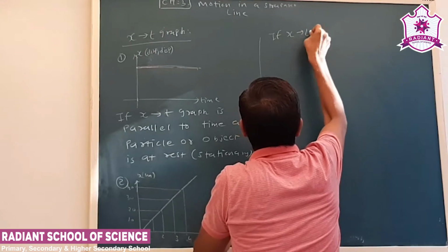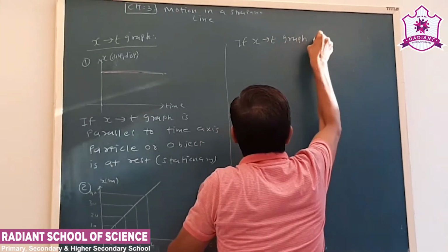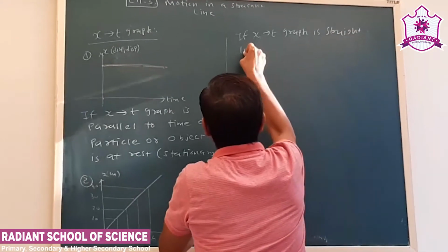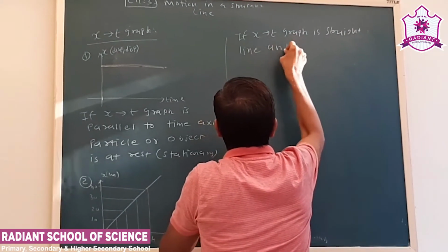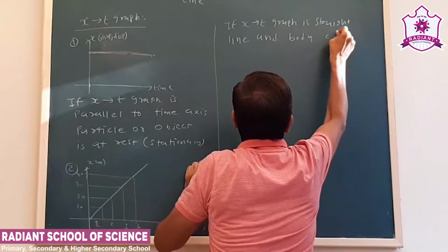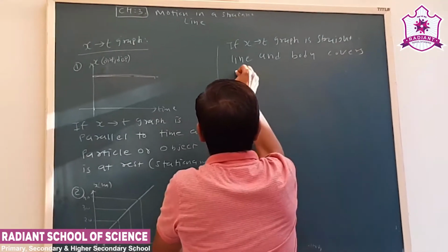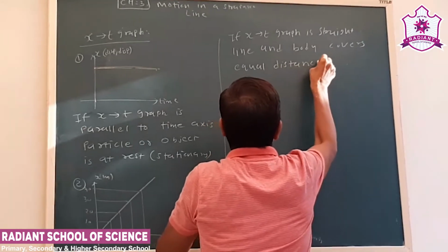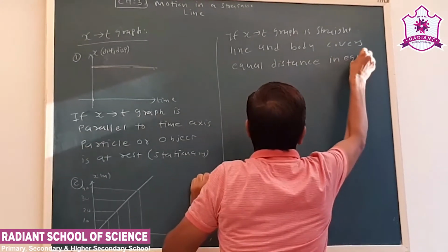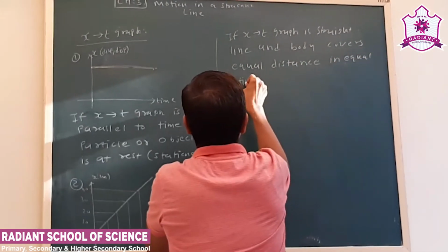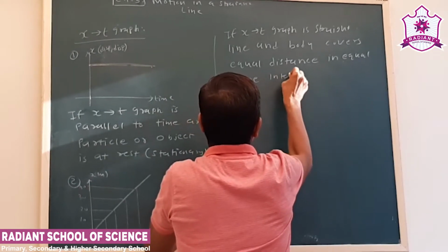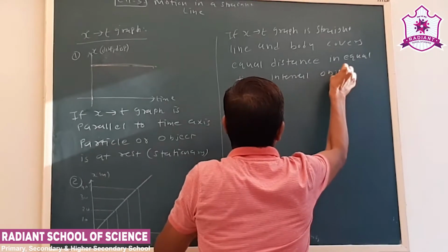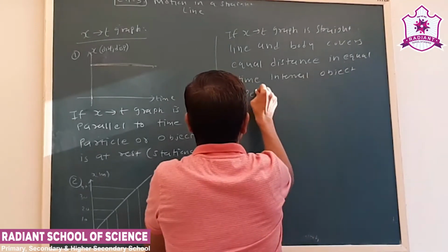If x versus t graph is a straight line and body covers equal distance in equal time interval, object performs uniform motion.